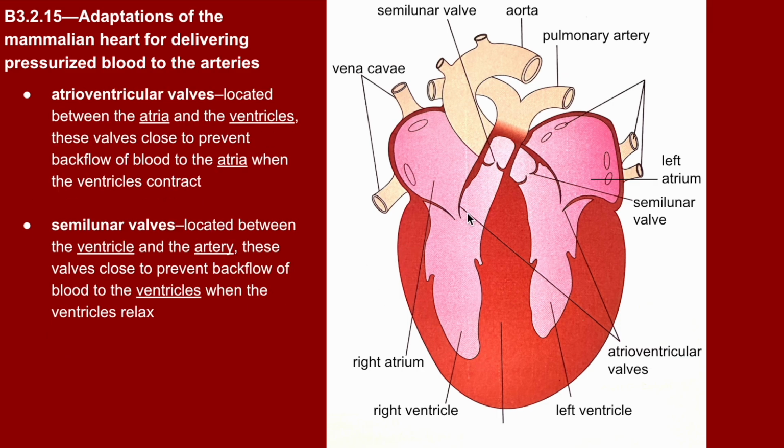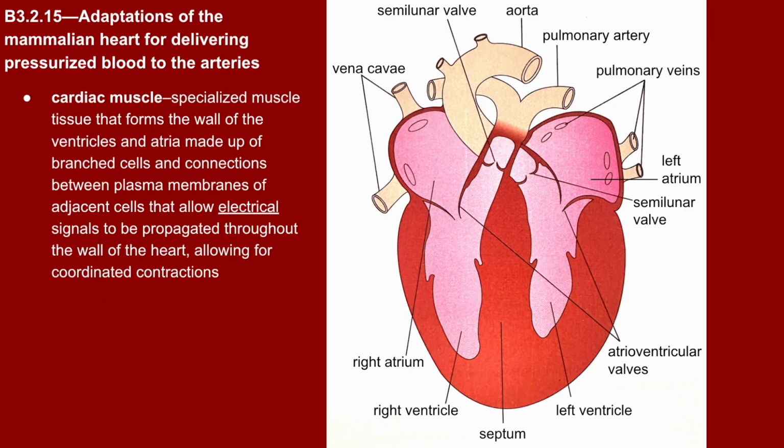So these AV valves, atrioventricular valves, prevent backflow of blood from the ventricle up to the atria, and the semilunar valves prevent backflow from the arteries, either one, back to the ventricles. Now we're going to see that muscle cells in the heart called cardiac muscle are branched cells because that's going to more easily allow for electrical signals to be passed along those cells.